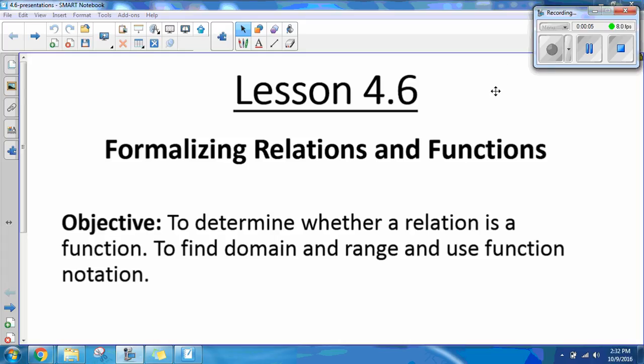This is lesson 4.6, formalizing relations and functions. Your objective is to determine whether a relation is a function, also to find domain and range and use function notation.